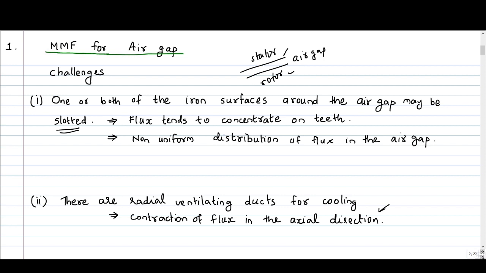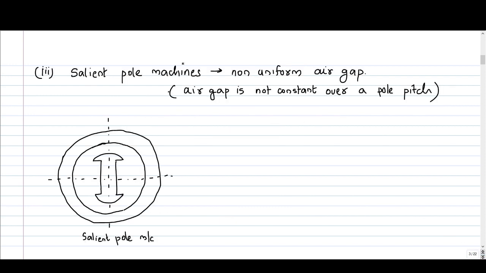So this is another challenge in calculating MMF for the air gap. Then the third one is salient pole machines. In the case of salient pole machines, you know that the air gap will be non-uniform. You have different gap lengths in the polar region and in the interpolar region, and throughout the periphery of the rotor, if you look at the diagram, you can see the air gap is non-uniform. So it is a challenge to calculate the MMF in the air gap when you have a non-uniform air gap. These are the three challenges.